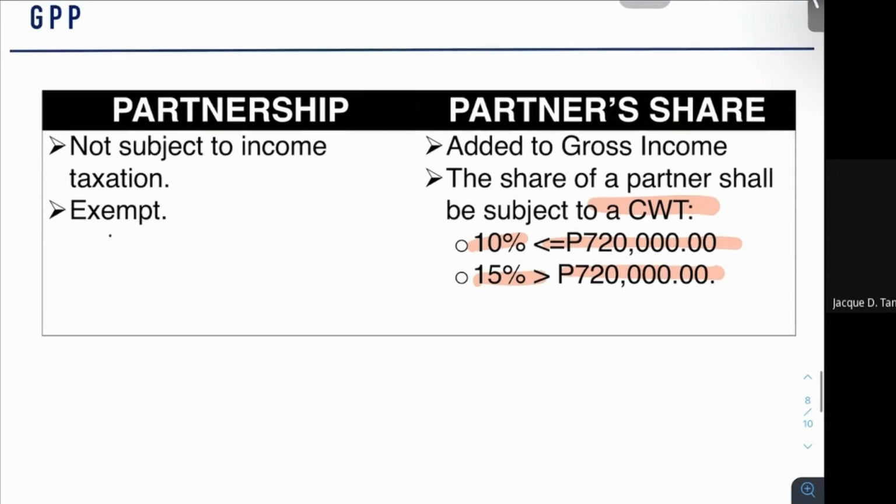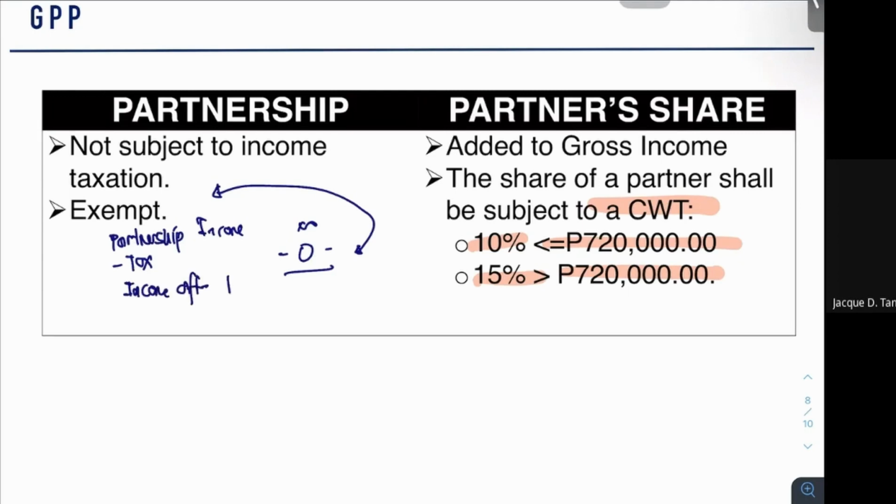So in short, this is the partnership income less tax. The tax will be zero. Sir, why is the tax zero? Because it is exempt. So this is your income after tax. The income after tax will now be distributed to the partners.